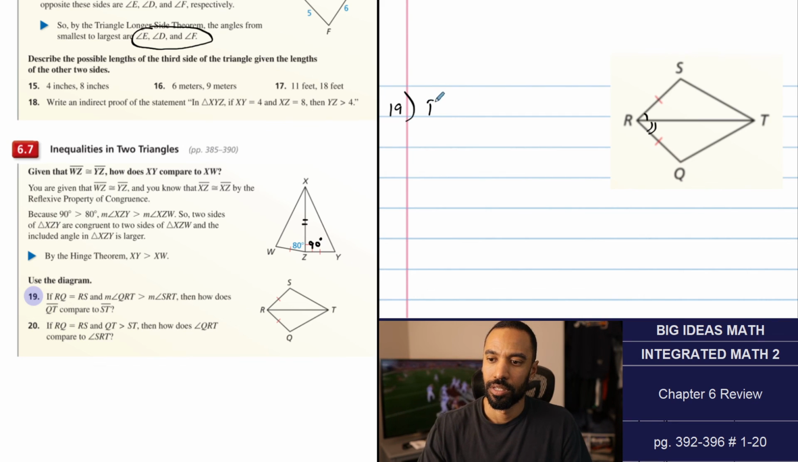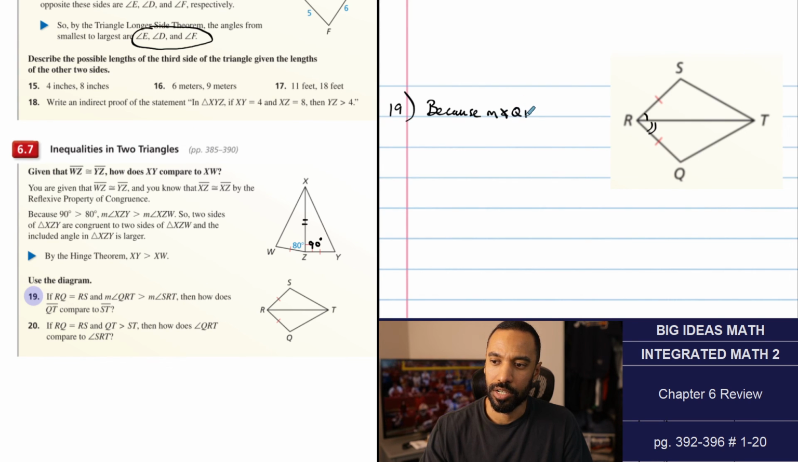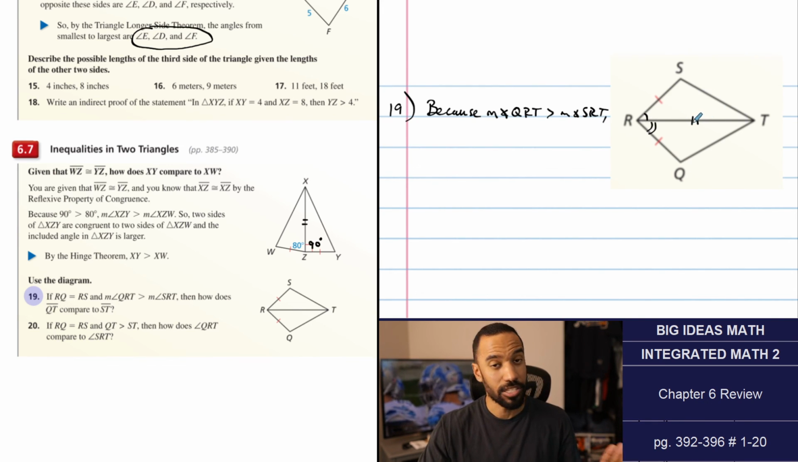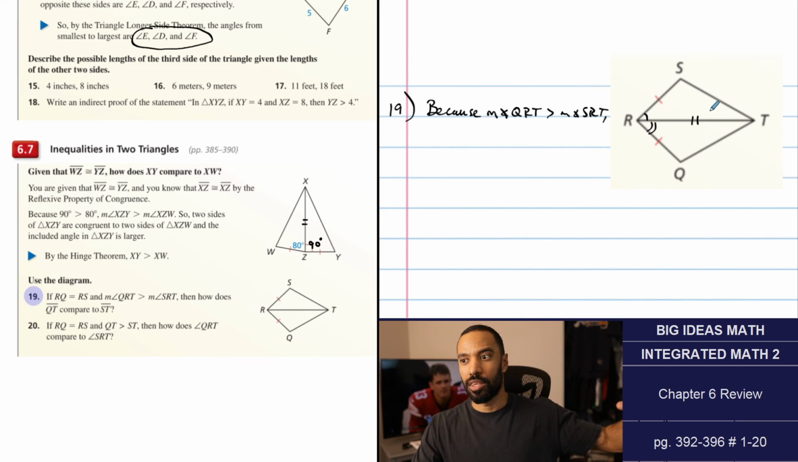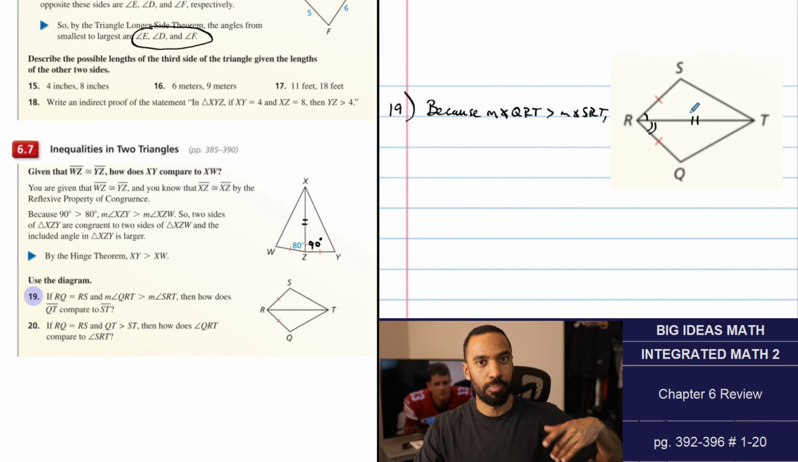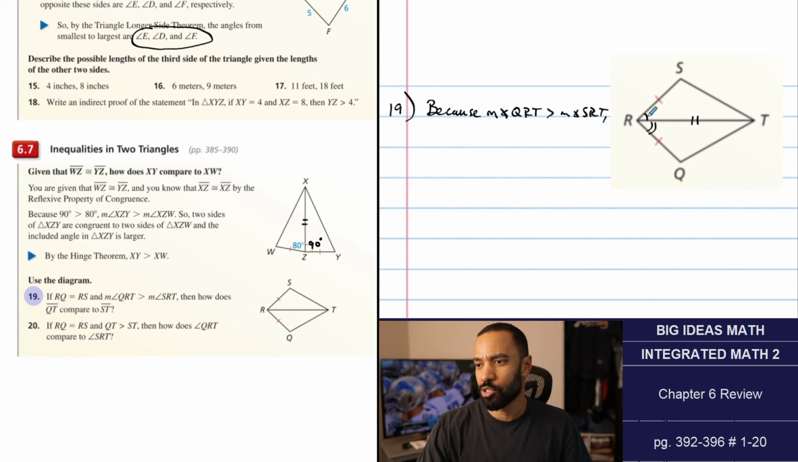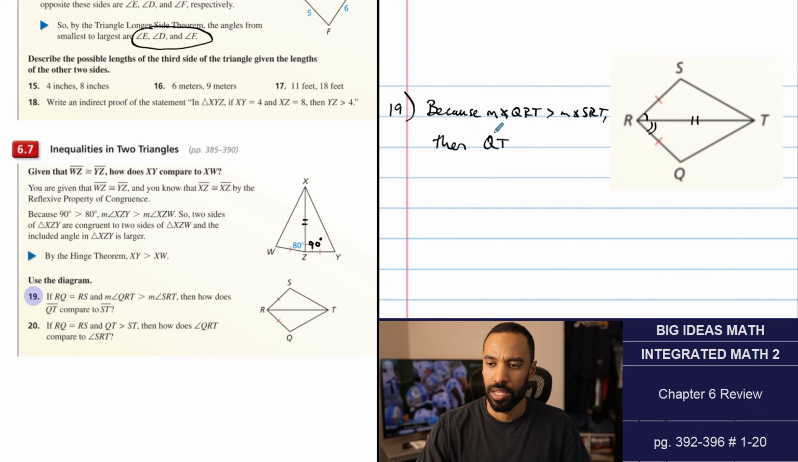Because the measure of angle QRT is greater than the measure of angle SRT, then the opposite, the angle here, because here's the thing, reflexive property, RT is congruent to RT. That's important that these triangles compare the same way with those sides beforehand. If those sides were different, then of course one side can be different than another. But because this angle's bigger than this one, then the side opposite's going to be bigger. Then the length of QT is going to be greater than the length of ST. That's the conclusion that we make.